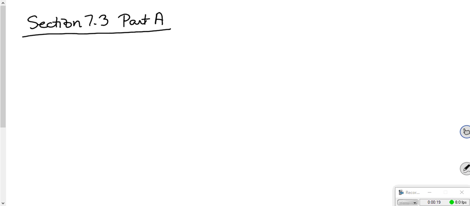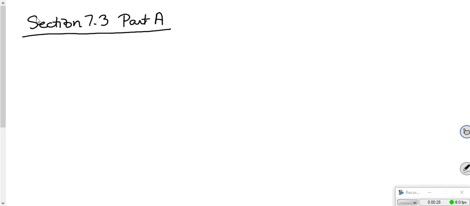Okay, Trig kids, this is section 7.3, and I'm going to split it up into two sections, part A and part B. So here we go, section 7.3, part A. For this part A, I am going to work problems 1 through 7.